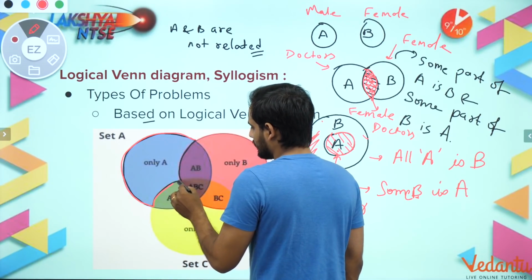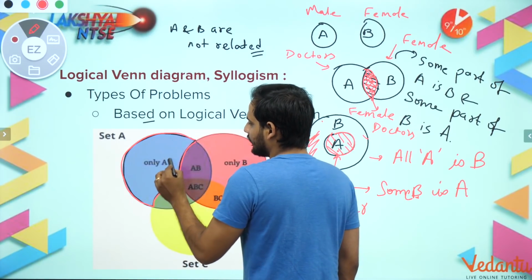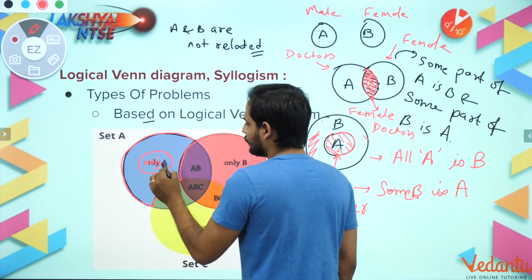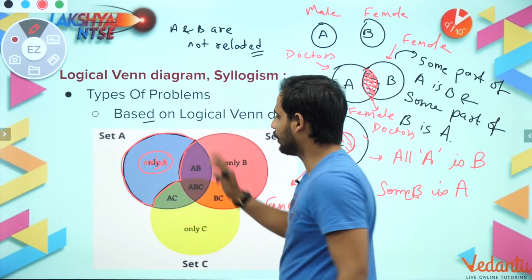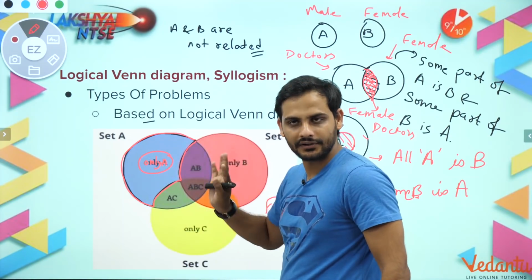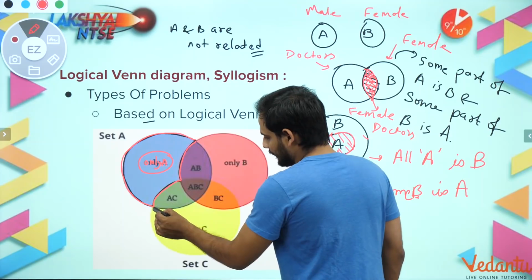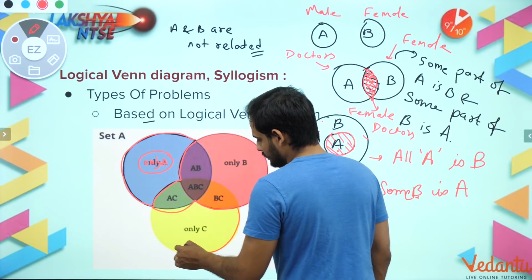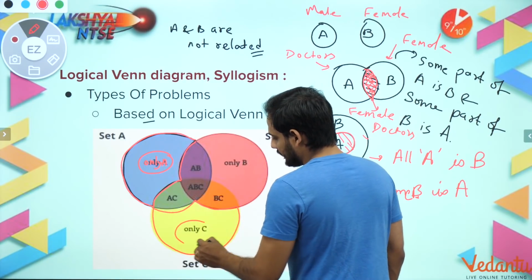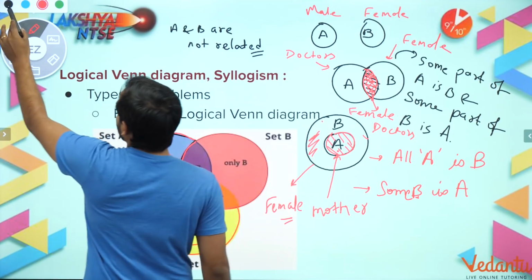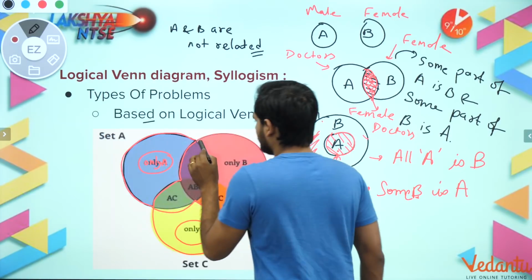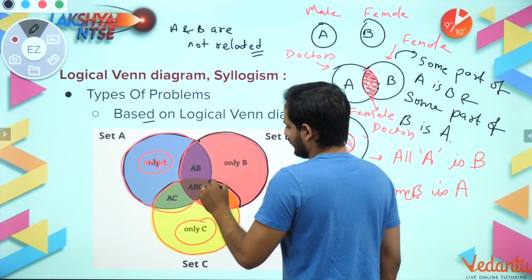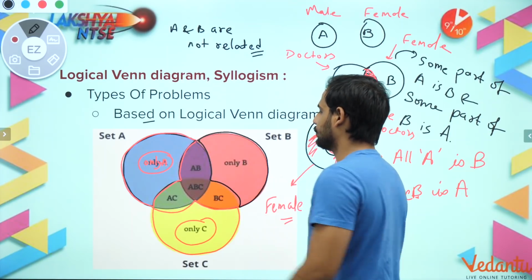This part comes only under A. This is only A. Those who can't see it clearly, this is only A because it is not overlapping with any other set. Similarly, this part is only C, and similarly, children, this part is only B because there is no overlapping.